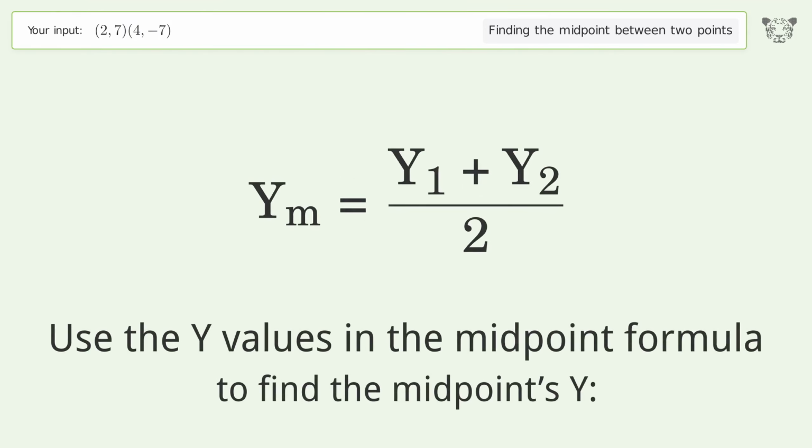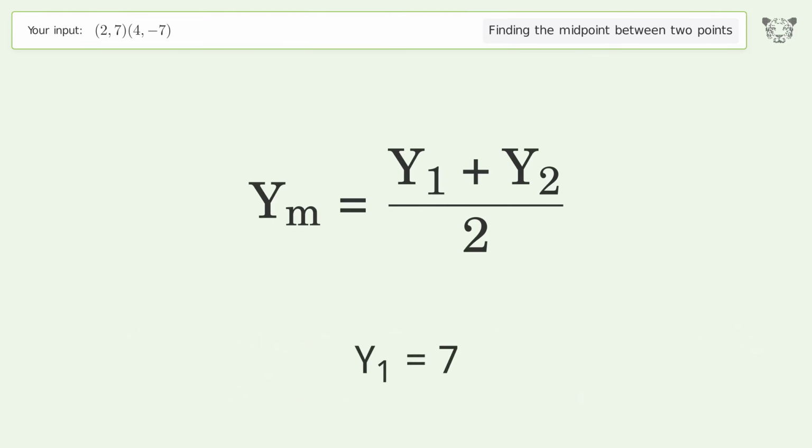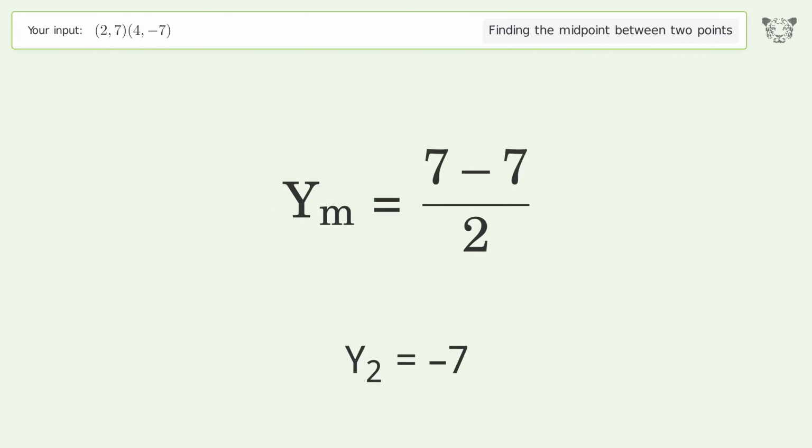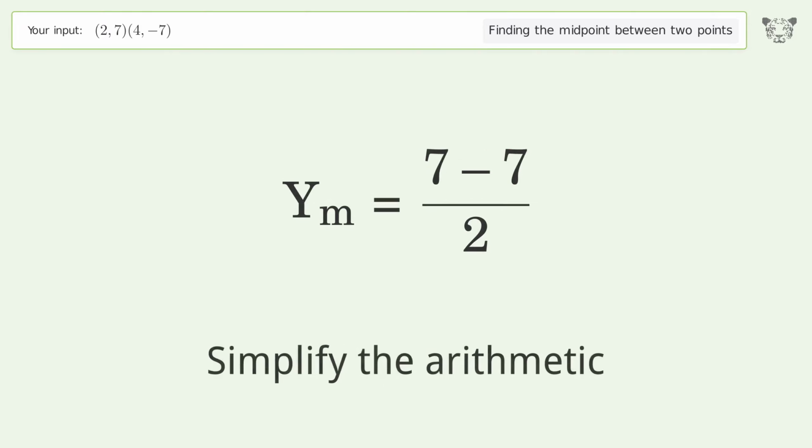Use the y values in the midpoint formula to find the midpoint's y. y1 equals 7. y2 equals -7. Simplify the arithmetic.